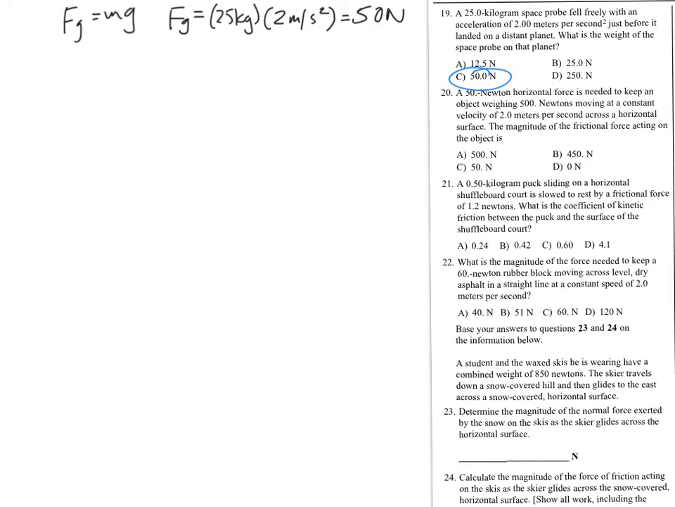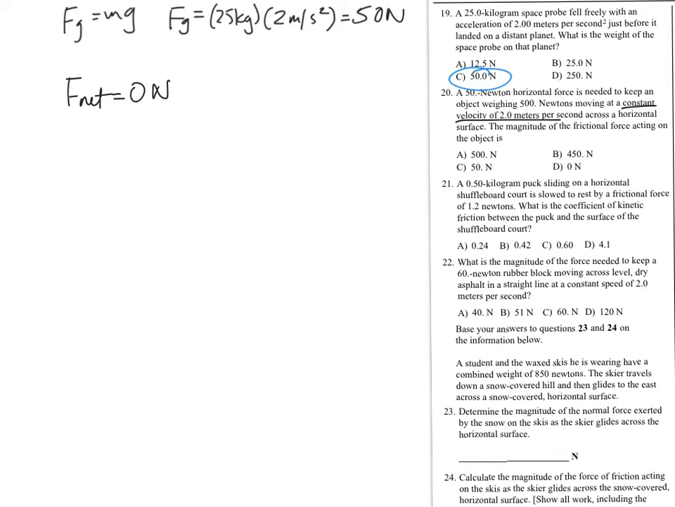Question 20. We have a 50 newton applied force to keep a 500 newton weighing object moving at a constant velocity. So what we have here is an equilibrium object because it's moving at a constant velocity. Constant v means the object's in equilibrium. When it's in equilibrium, our F net is equal to 0 newtons. And it's asking us for the magnitude of the frictional force acting on the object.